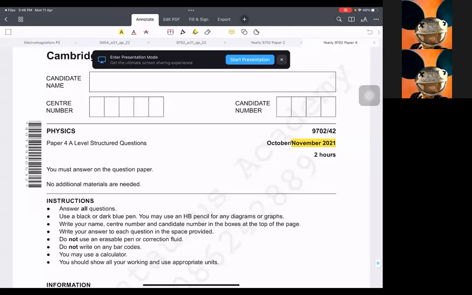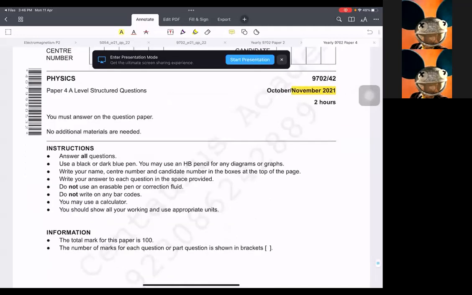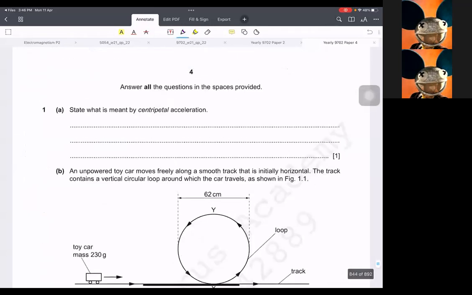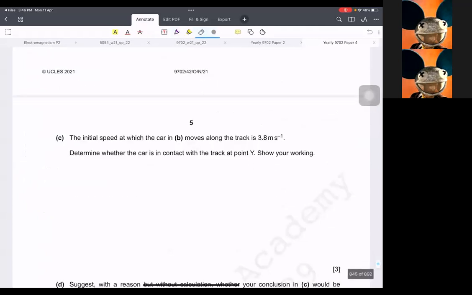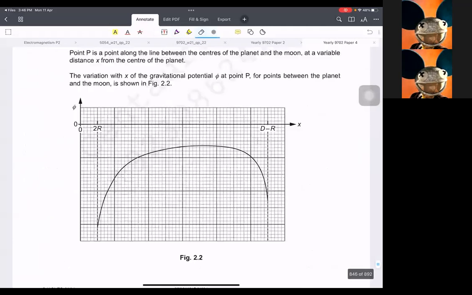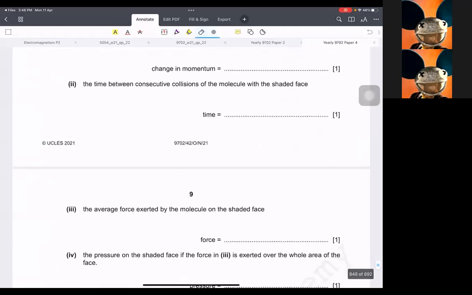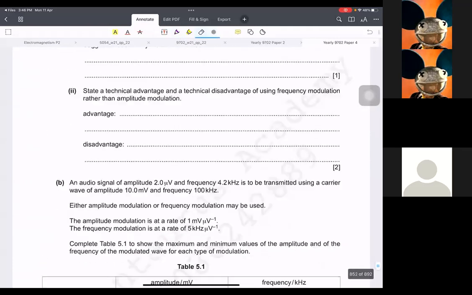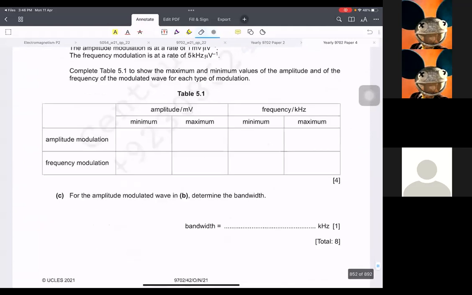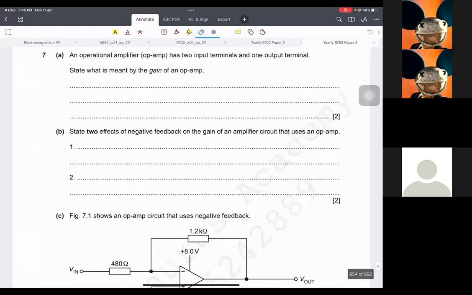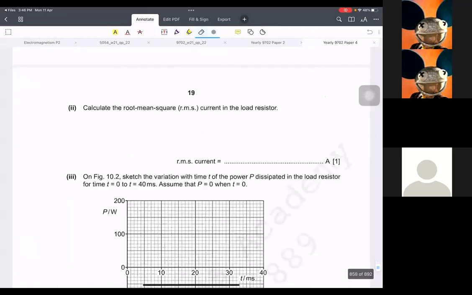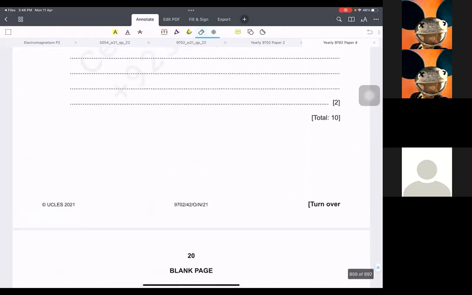All right. So going to the first question, what is meant by centripetal acceleration? Haven't we done this before? Yes, sir. How come this is the same? Yeah, I think I've done this before. I clearly remember this. This is October, November 21. How's that even possible?